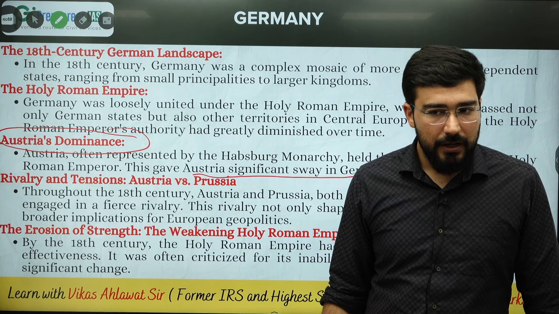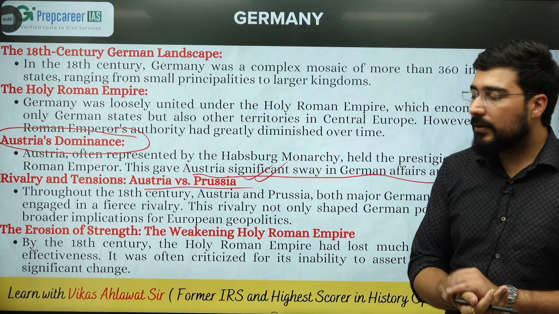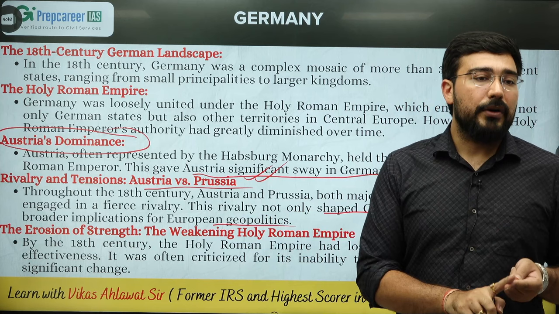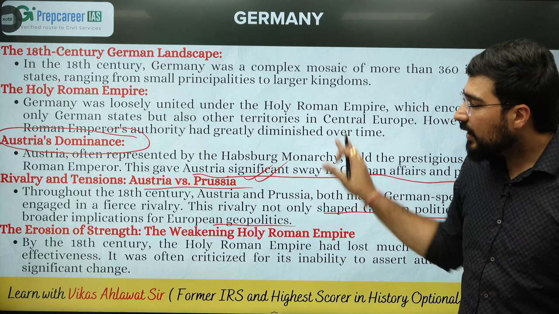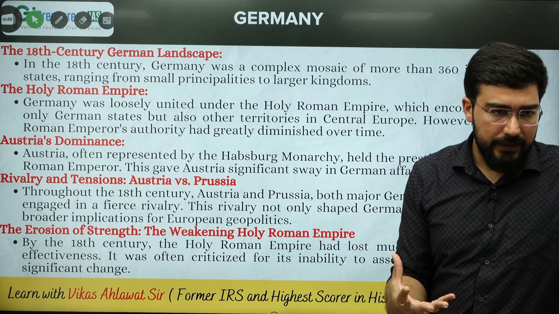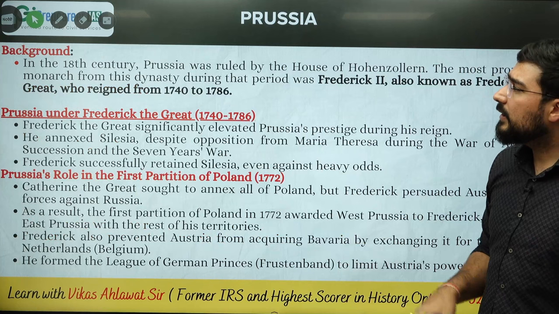Tensions were increasing in the 18th century between Austria and Prussia. The rivalry was not only about German politics, but also had implications for European geopolitics, because Prussia was a Protestant country, and this always used to align itself with England. That's why the whole equation used to change one after the other. This Holy Roman Empire, which was mostly presided over by Austria, was not that dominant. From the point of view of polity, yes, it had influence, but it was not that effective. This was the status of Germany that we have.